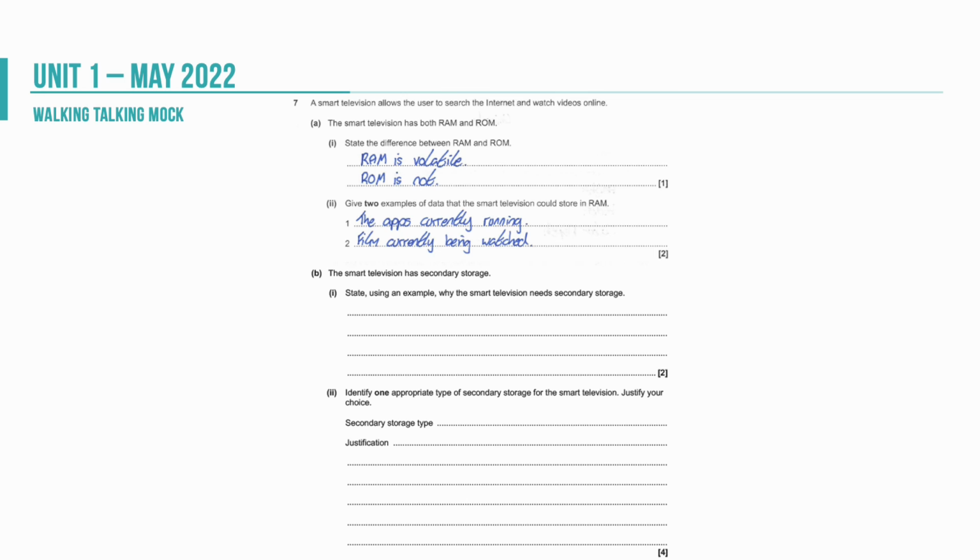Okay, so on a posh Sky Q box, you can pause lots of different films. It's only the current one in the RAM. Just remember that word. Anytime RAM comes up, it's the currently used apps, currently used instructions, or data. State, using an example, why the smart television needs secondary storage. So ROM is fixed. It's programmed in the factory. RAM stores all of our currently running instructions, but we haven't got anywhere yet where we can store things in the long term.